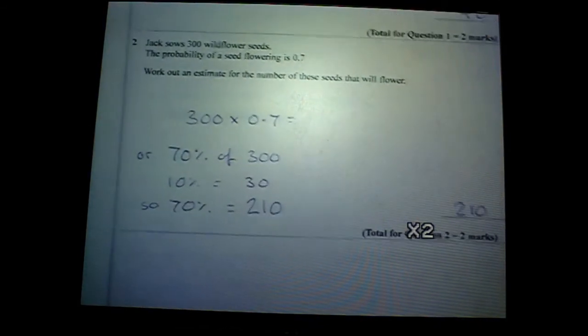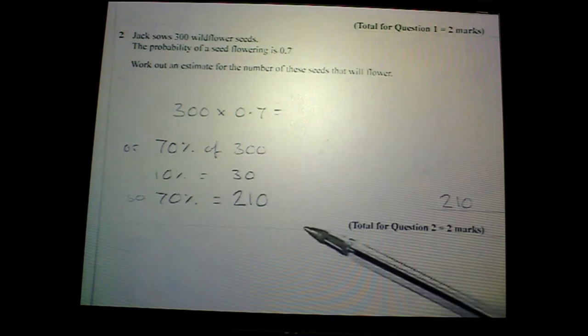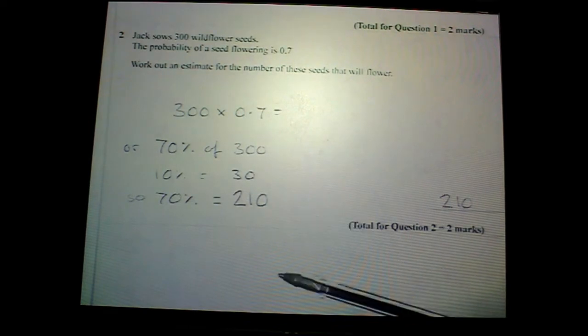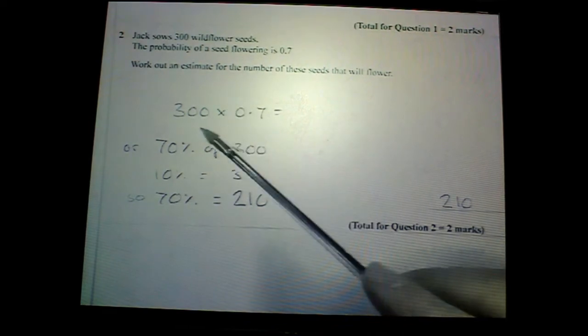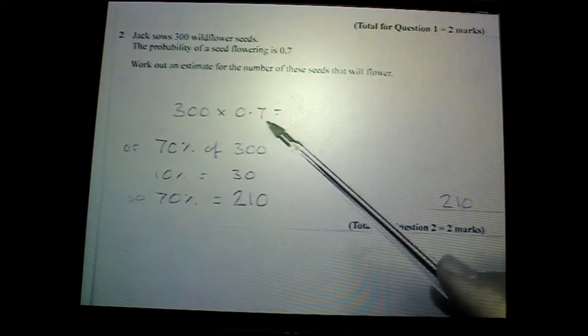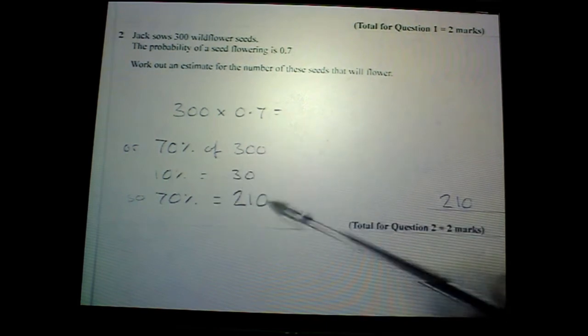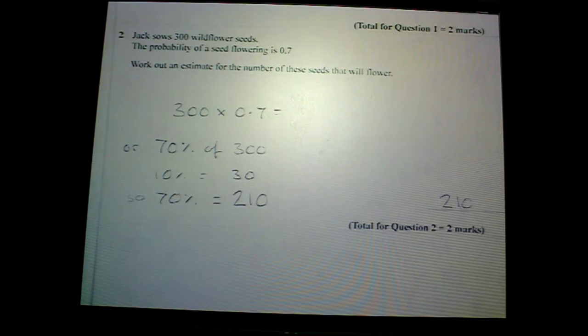The one underneath, Jack sows 300 wildflower seeds. The probability of a flower seeding is 0.7. Write an estimate for the number of these flower seeds that will flower. Well, you do the number of times it happens, so 300 multiplied by the probability, so 300 times 0.7 is 210. You could break it down to do it as a percentage, because 0.7 is 70%, so I've done it that way. Question number 3.